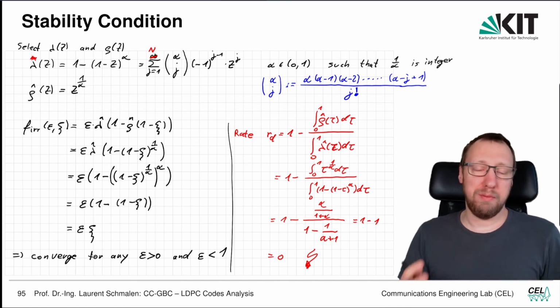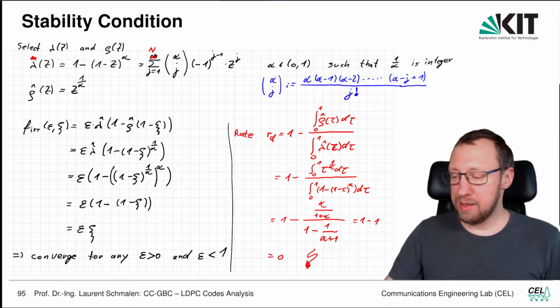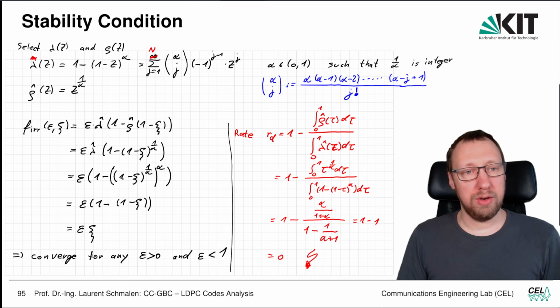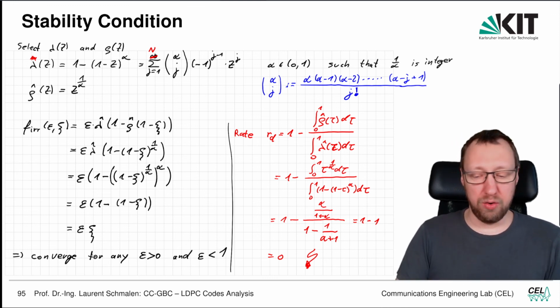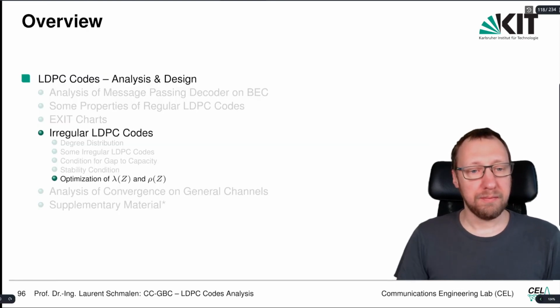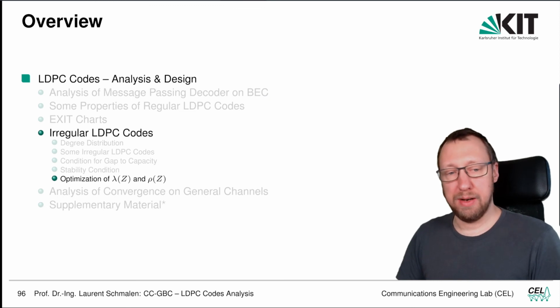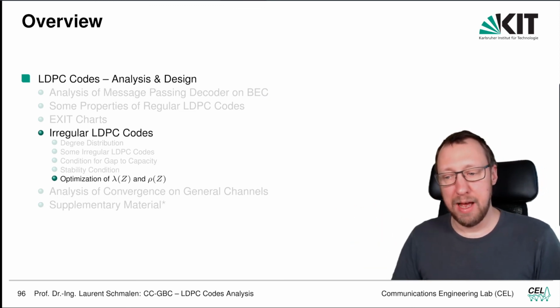This has been proposed. This was more like a mathematical toy example. And this is not what we are going to look at. Now we are going to directly optimize lambda and rho, and that's something we're going to do in the next video. So next video, we're going to directly look at the optimization of lambda of z and rho of z.